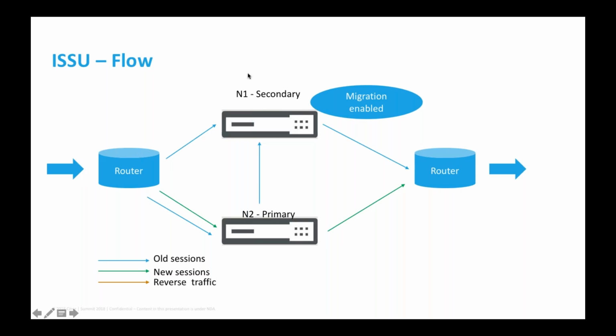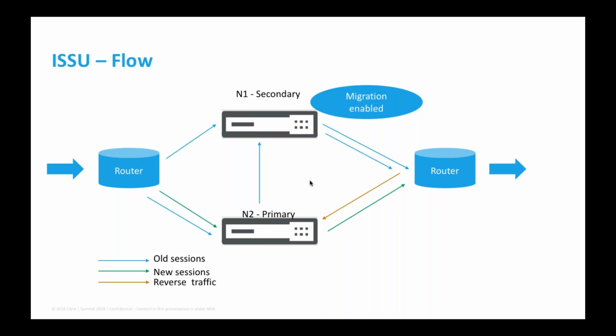This is because N1 will have the state of the old sessions, while N2 will not have the state of the old sessions. So N2 will understand that this is not its own session. It will steer it to N1, and N1 will process the traffic and send it to the backend. So we need to understand that the router here will see only N2 because the router has the MAC information of N2. It is not seeing N1. N1 is considered as a passive device while it is still active, and it takes only the old sessions. It is not going to take any new session.